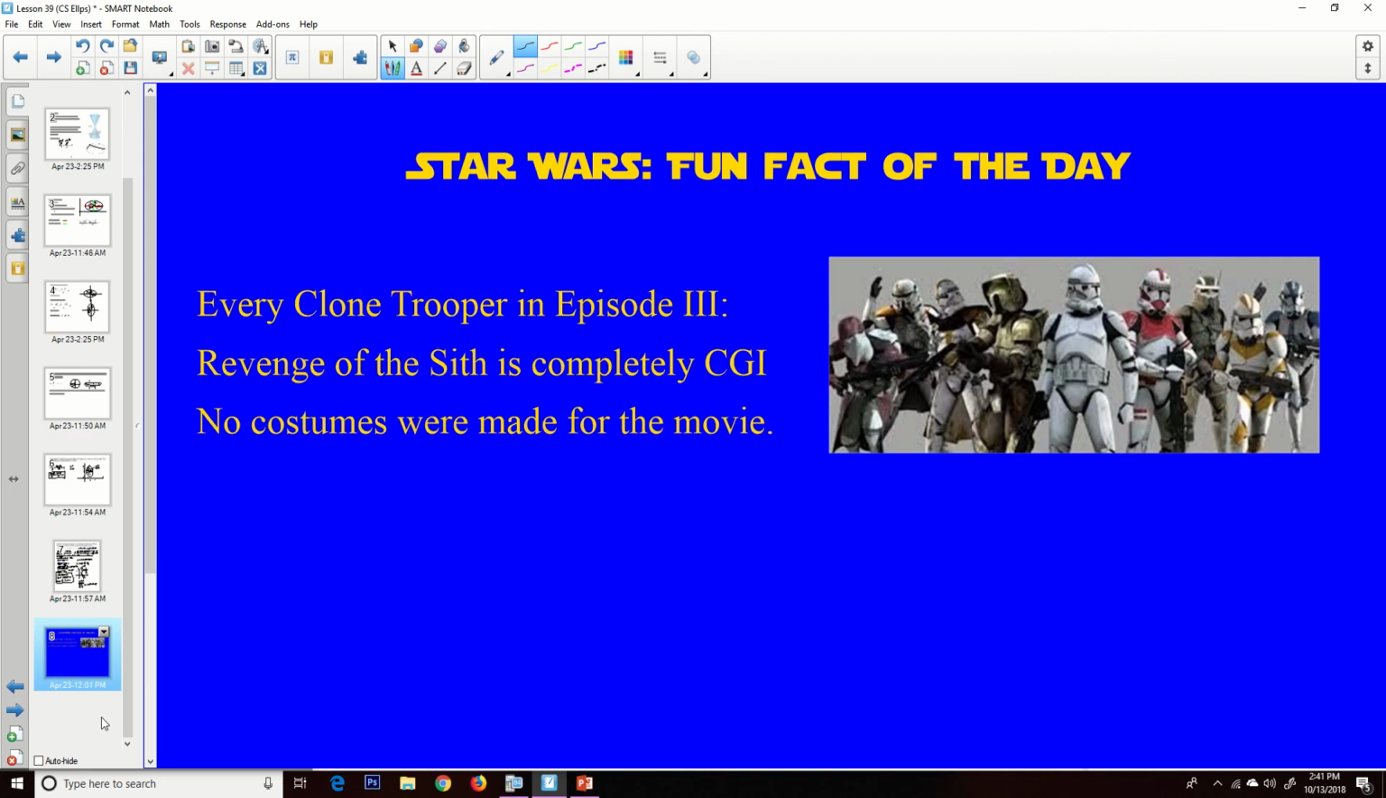So, the Star Wars fun fact of the day: every clone trooper in episode 3, Revenge of the Sith, is completely CGI. No clone or stormtrooper costumes were made for that movie. And there's pictures of all of the ones that you see there.